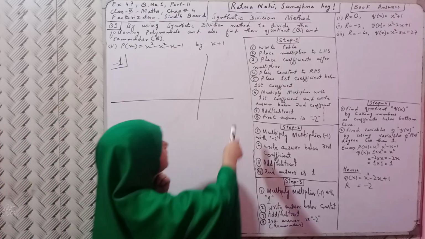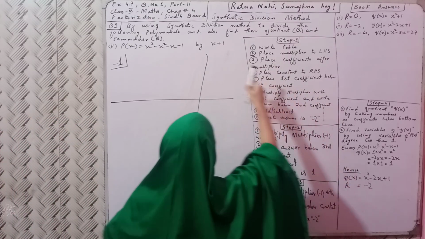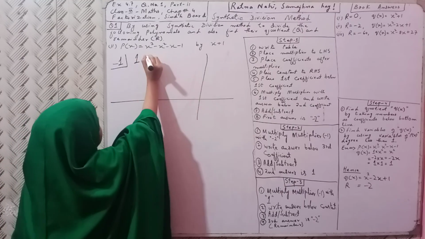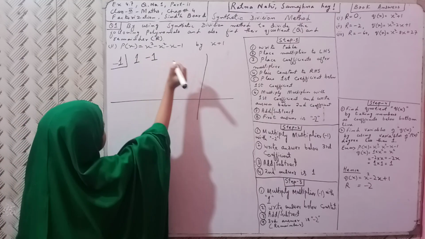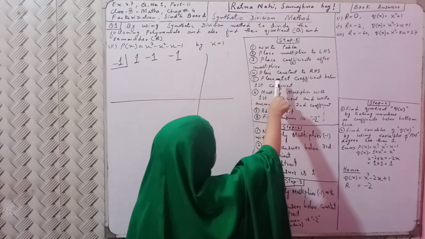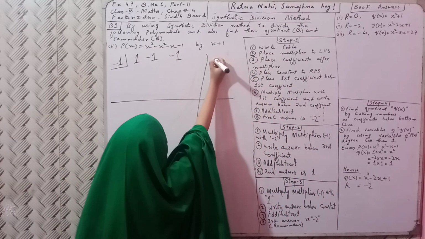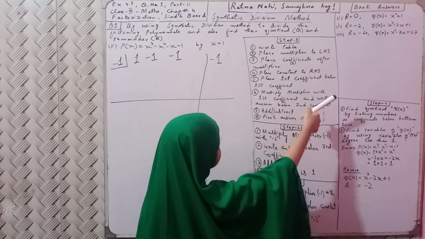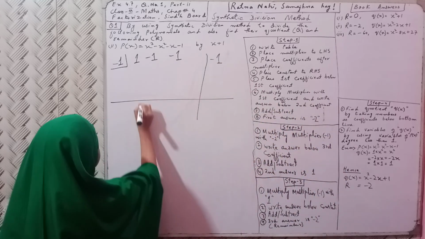Now, third is place the coefficients after the multiplier. So here will become 1, minus 1, minus 1. Fourth, place the constant on the right hand side, minus 1. Then fifth, place the first coefficient.